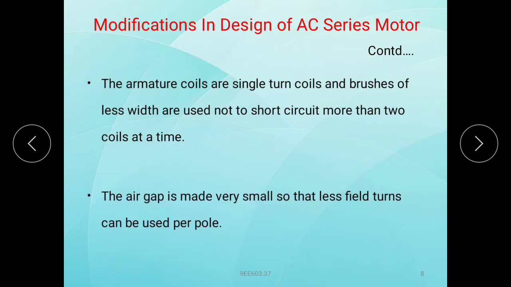So here the air gap is made very small so that fewer field turns can be used per pole.